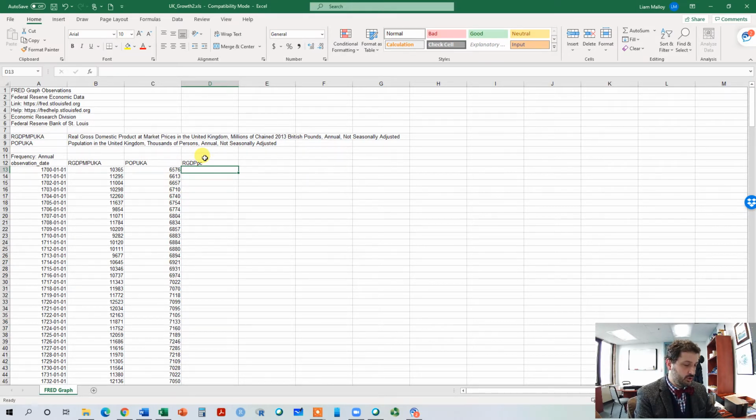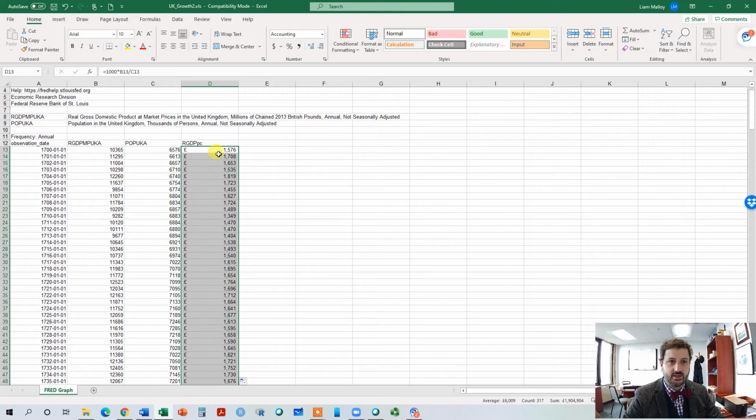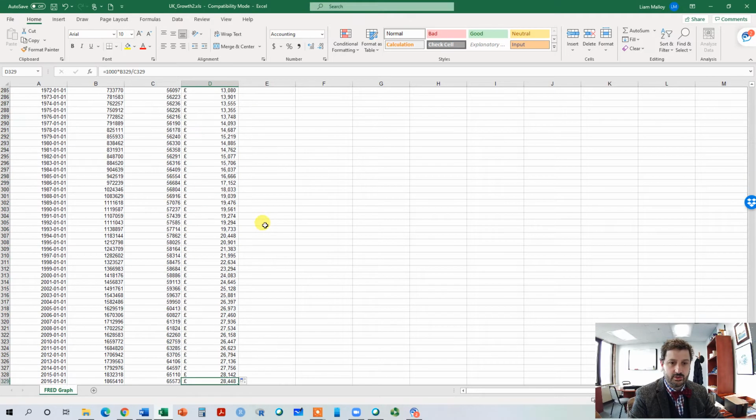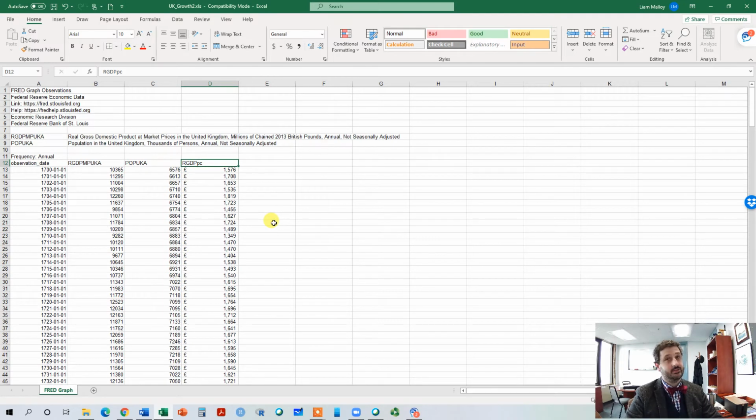So we can just do equals 1,000 times real GDP. That will put that in thousands as well. And then divide by population, which is already in thousands. And then put this in pounds. All right, and we don't really need the pence, right? Okay, then we just copy it down all the way. So that's going to give us GDP per capita all the way to 2016, so 1700 to 2016, 316 years of data. That's about as good as we can get in macroeconomics.